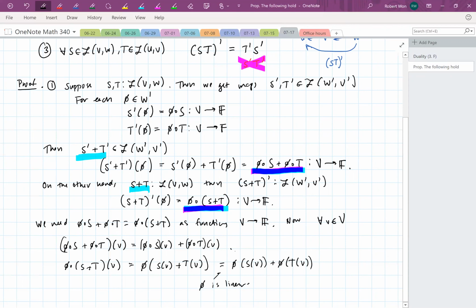And now these two things are equal by the definition of the composition. Therefore, the purple underlined functions do the same thing to every v in V. That's just what we checked. We just checked that if you take either of the purple underlined functions, they do the same thing to every v in V. And therefore, the blue underlined functions are the same because they do the same thing for every phi in W dual.